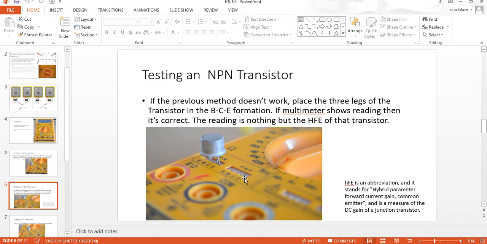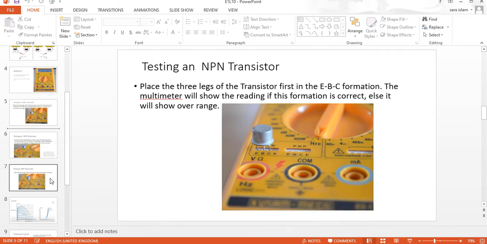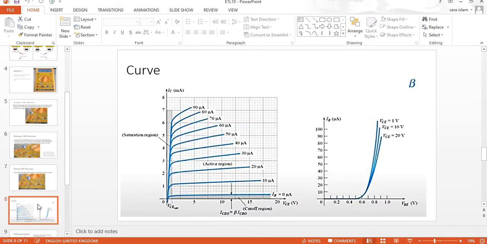And HFE is actually a gain, current gain, but it's specified to the DC gain, or you can say beta value, right? Anyhow, let's move toward your lab side. You should be clear with this scenario, how you can find out the emitter base collectors of your transistor by the method 1, okay, or by the method 2, and how you can test it using multimeter. So this is our graph which we want to plot, but with the help of Multisim, okay?